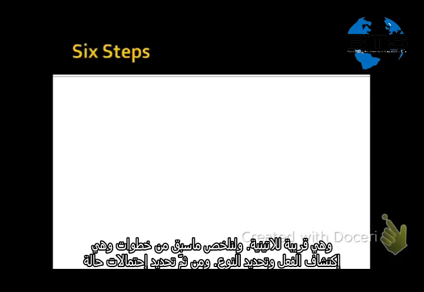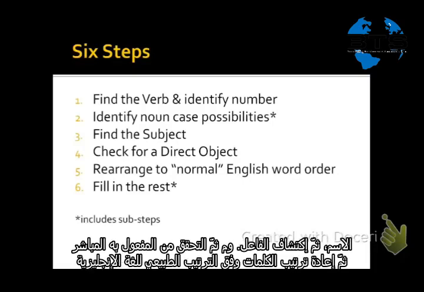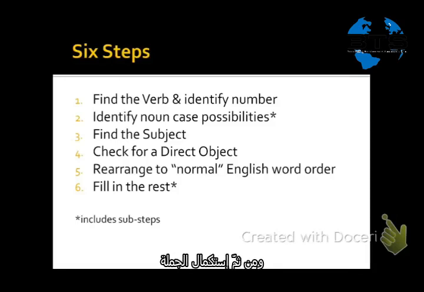So to recap the six steps that we just went through in our example sentence. First, you find the verb and identify the number, whether it's singular or plural. Then you identify the noun case possibilities by following a couple of sub-steps. Third, you find the subject. Fourth, you check for a direct object. Fifth, you rearrange to normal English word order. And sixth, you fill in the rest.